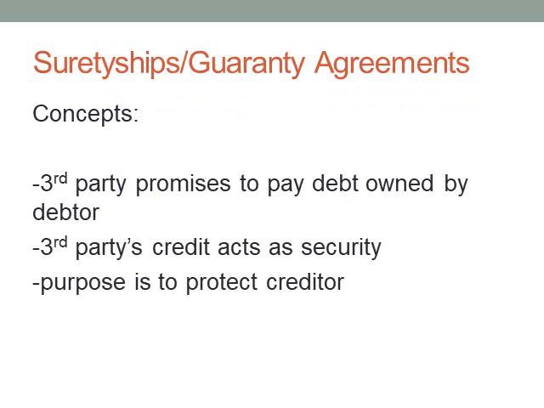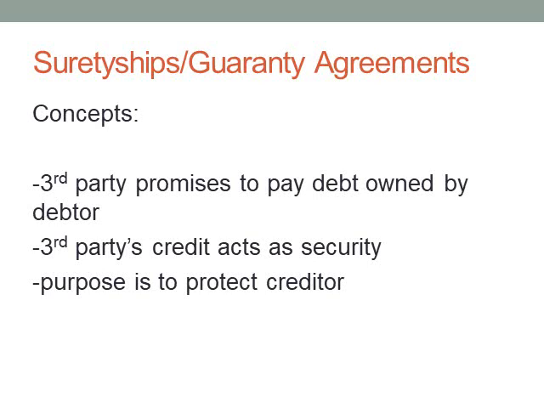Then we have suretyships and guarantee agreements. Under both concepts, a third party is promising to pay the debt owed by a debtor if the debtor doesn't pay. So we have kind of two situations, but the concept is the same. There's a third party that's promising to pay that debt. These rules apply in both situations, and then I'll tell you the difference between a suretyship and a guarantee.